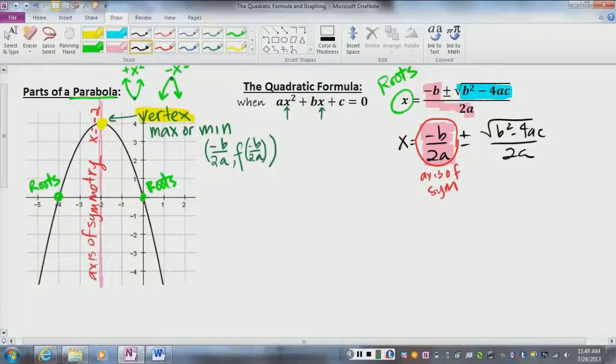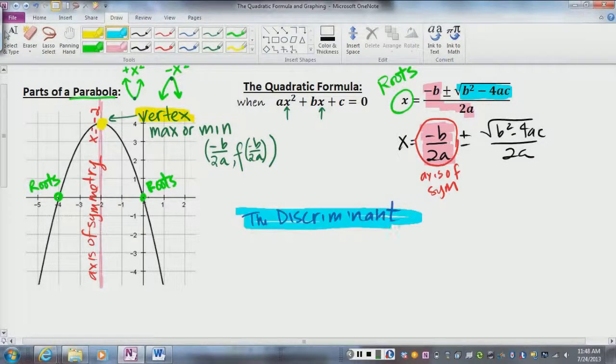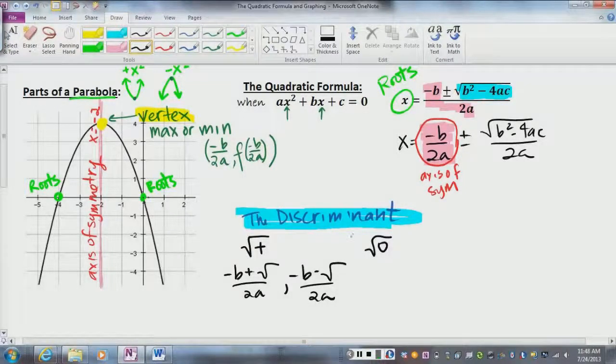So, let me talk about this last piece here. This piece called the discriminant. And really focuses on what's underneath the radical here. If you have the square root of a positive number, then it's going to be negative b plus whatever that is over 2a, and negative b minus whatever that is over 2a. If you have the square root of 0, I'll just separate that here.